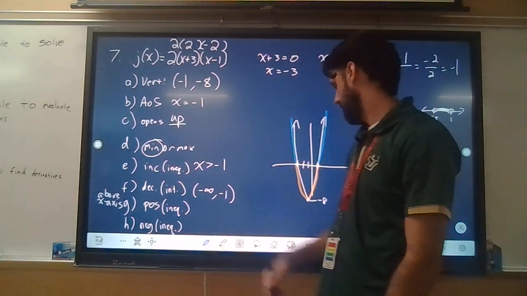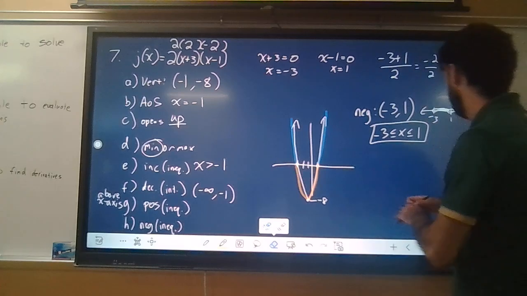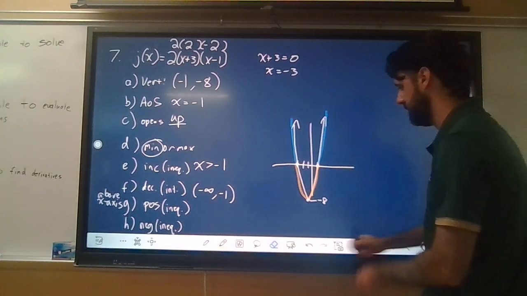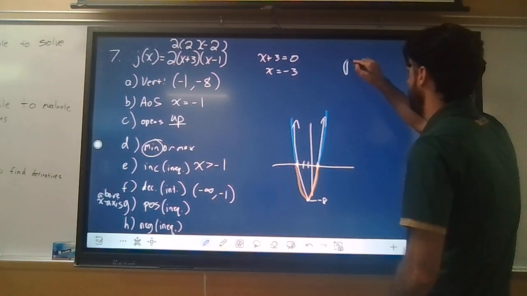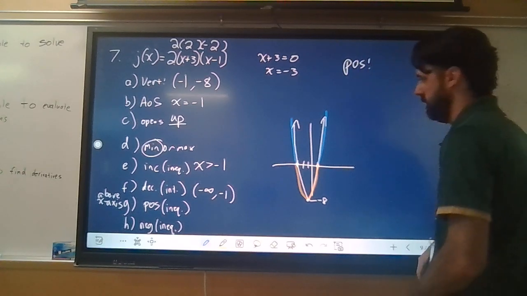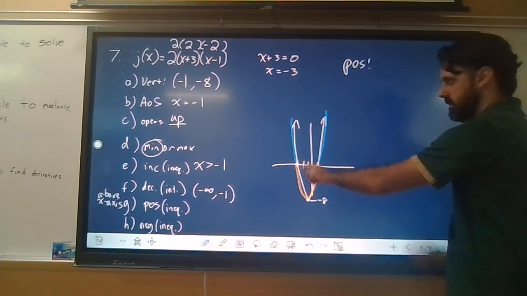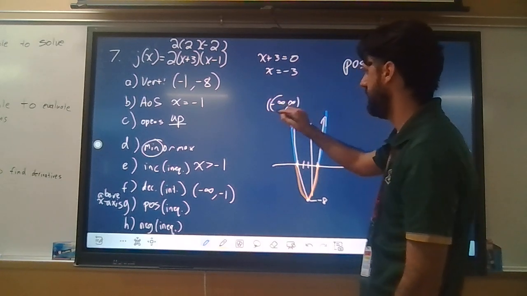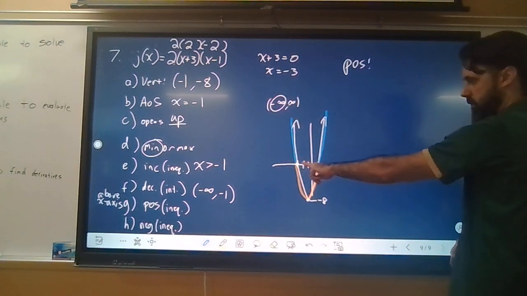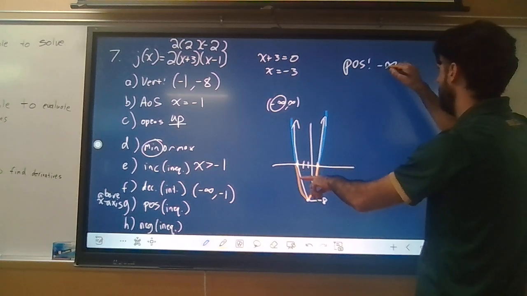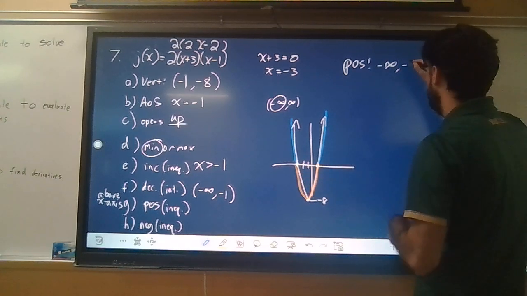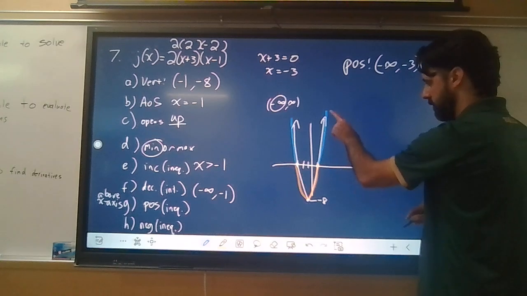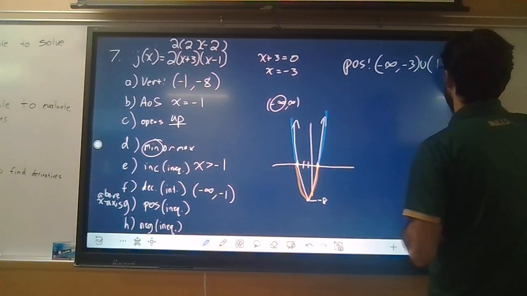When is it positive? So that's a little more work. There's two intervals here. So let's do this in interval notation first. Okay, so positive. Remember, we want to do left comma right. The left x is -infinity, even though the y is positive. We want the x. So the positive would be -infinity to -3. And then left comma right would be 1 to positive infinity.